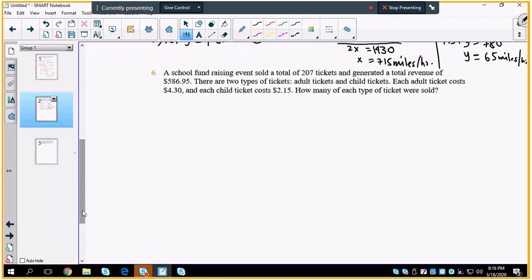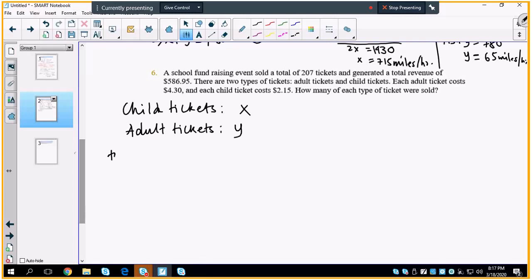For our second word problem, we are talking about a school fundraising event that sold a total of 207 tickets and generated a total revenue of $586.95. There are two types of tickets, adult tickets and child tickets. Each adult ticket costs $4.30 and each child ticket costs $2.15. How many of each type of tickets were sold? So I want to know how many child tickets, let's call it X, and how many adult tickets, let's call it Y.